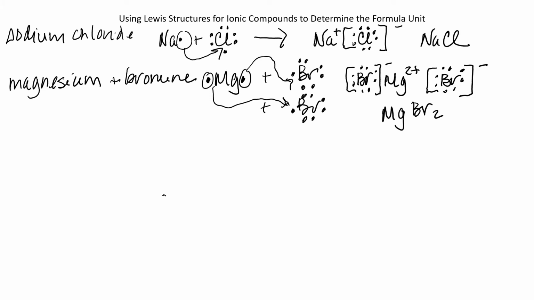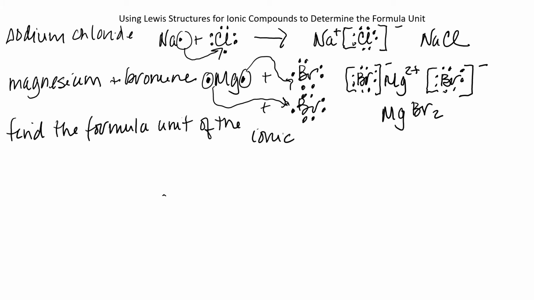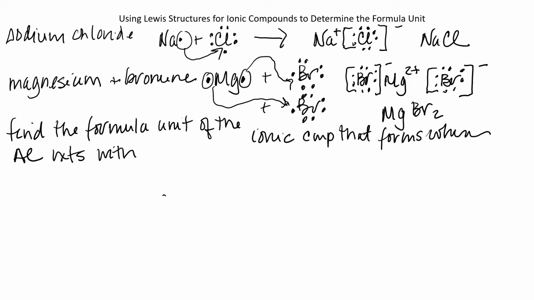We'll do one more. And we are going to find the formula unit of the ionic compound that forms when aluminum reacts with bromine.